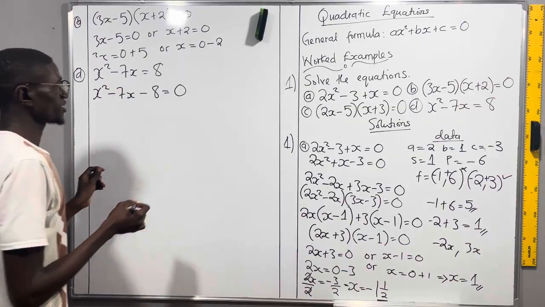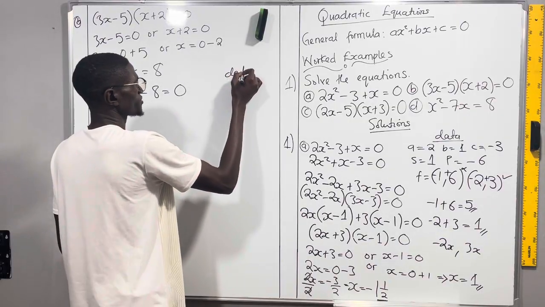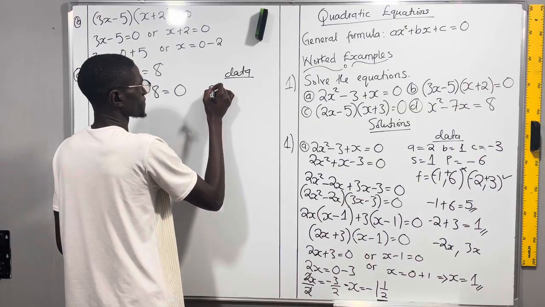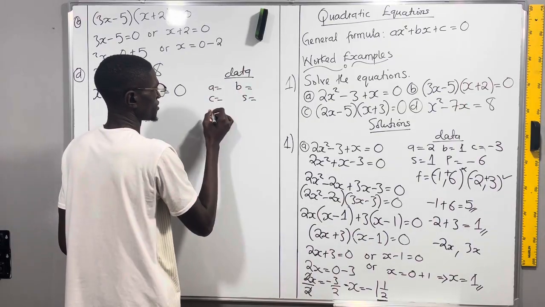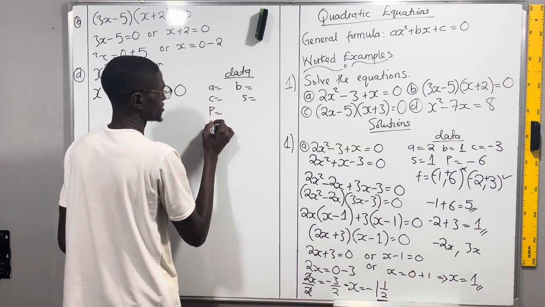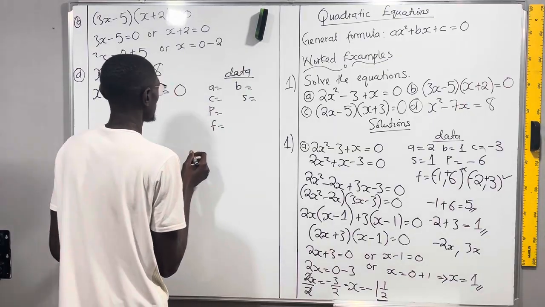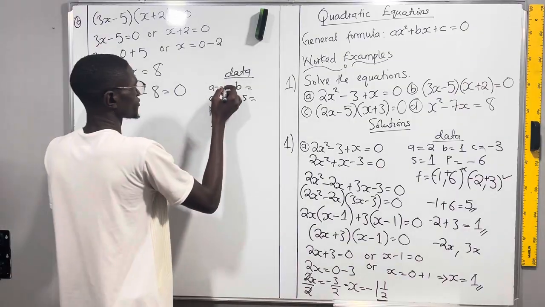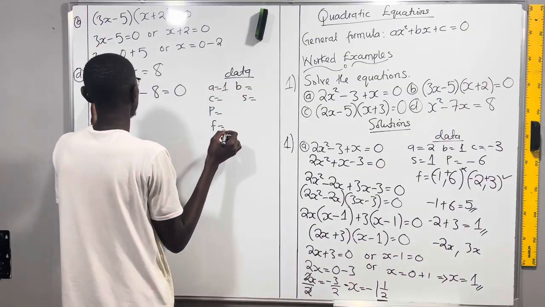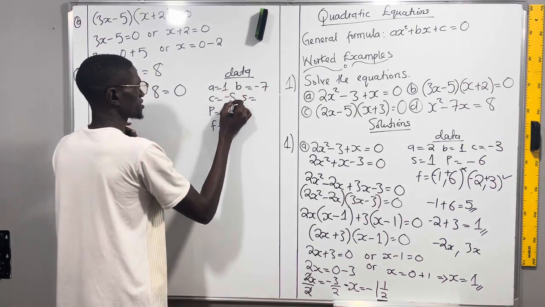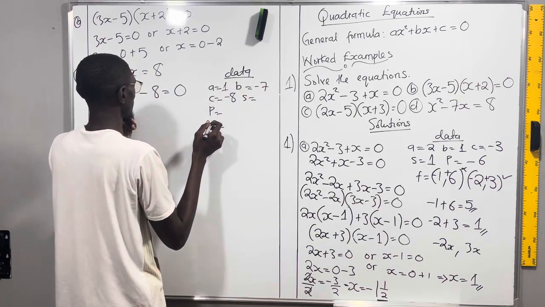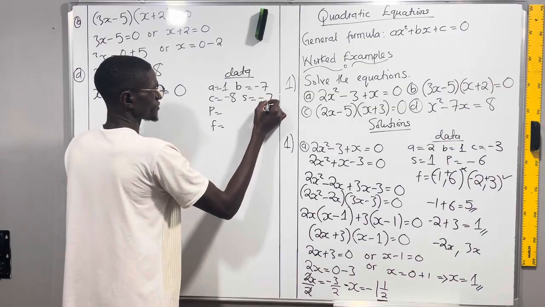At this point, we can now find the values of a, b, and c, the sum, the product, and the factors. Okay, so what is our a? Our a is the coefficient of x squared, which is a 1. Our b is negative 7. Our c is negative 8. And then our sum is the same as b, which is negative 7 as well.